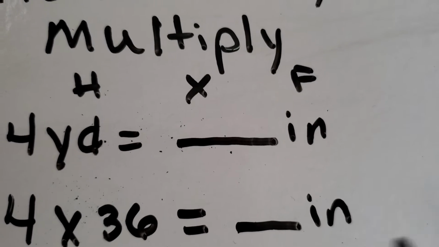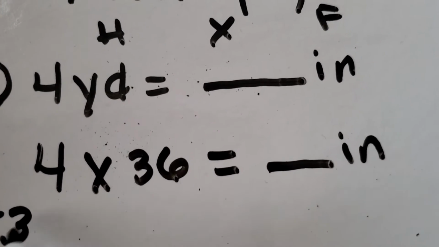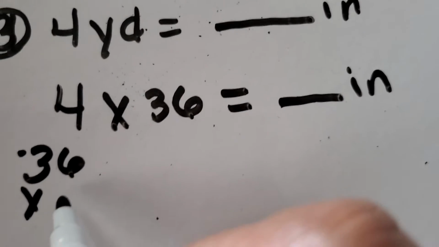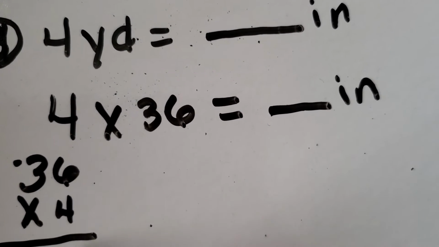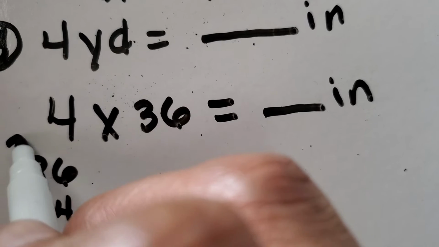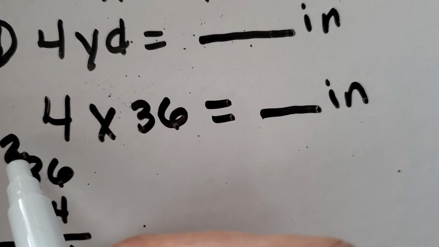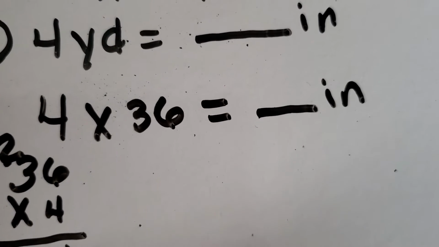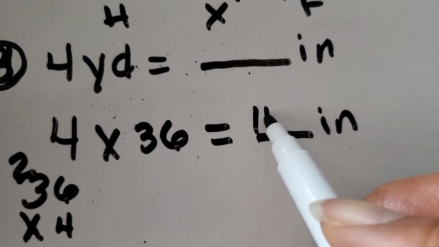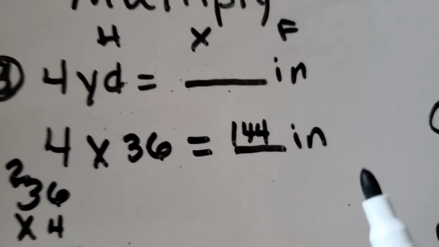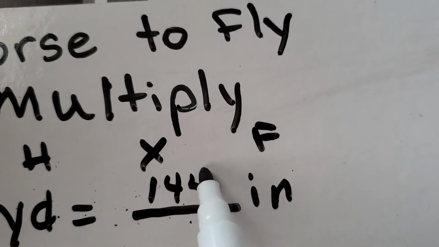So we can just simply rewrite this over to the side, and cross multiply makes it a lot easier. 36 times 4. 4 times 6 is 24. Regrouping. 4 times 3 is 12 plus 2 would give me 14. So my answer would be 144 inches. Okay, so 4 yards equal 144 inches.